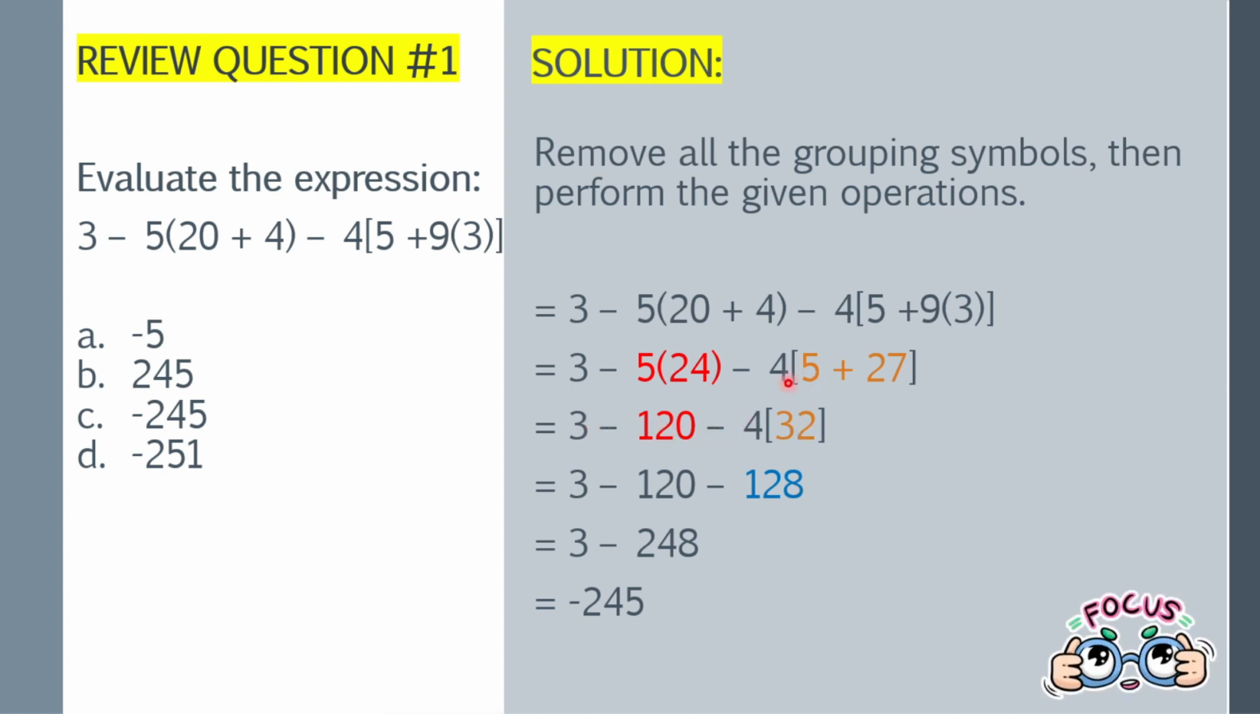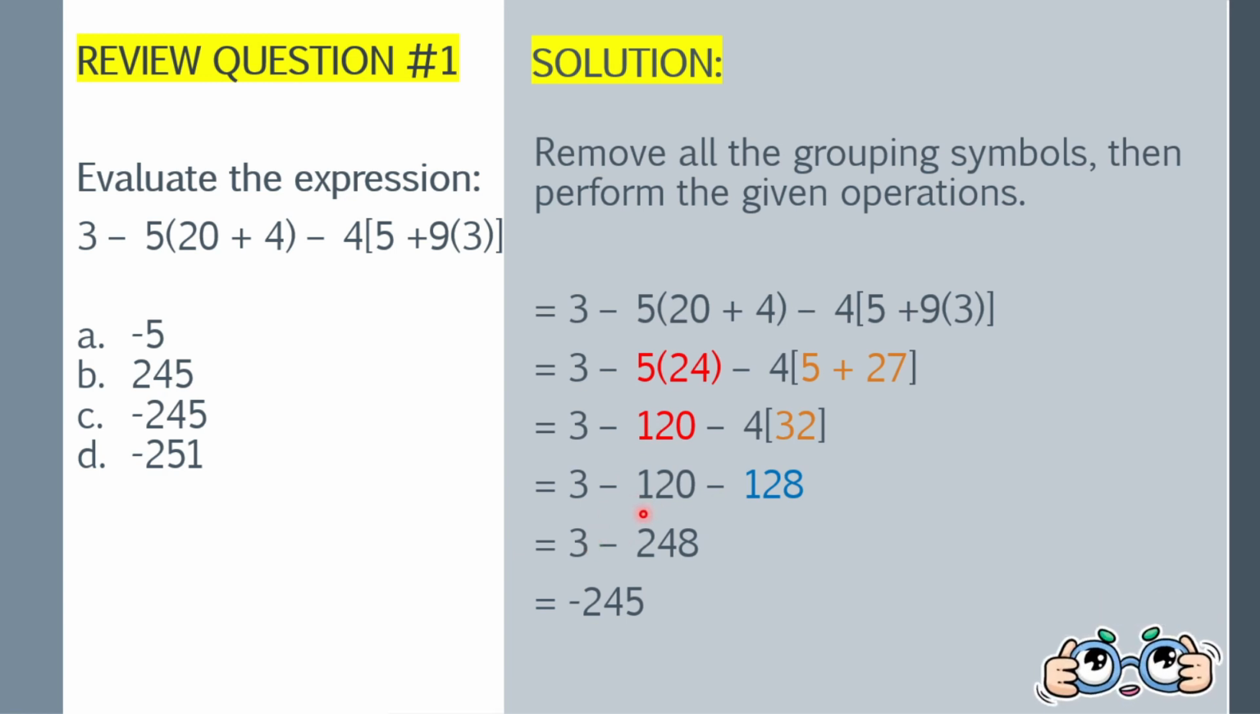Okay, so same goes here. Negative 4 times 32 will give us negative 128 rather. So therefore, the negative sign will be the operation between negative 120 and 128. Then copy the other terms.